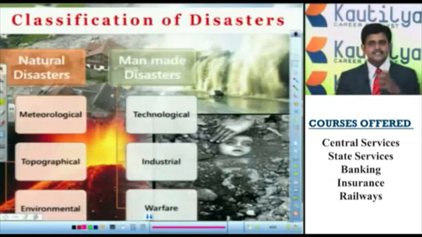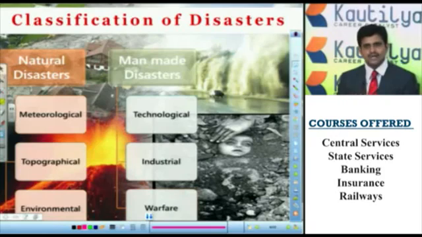These disasters are classified into two types: natural disasters and man-induced or man-made disasters. What actually are natural disasters? These disasters occur naturally by themselves. They cannot be prevented, but we can reduce their intensity. But man-made disasters can be prevented if you have a proper infrastructural or institutional mechanism or proper planning. So let's see what these natural and man-made disasters are, and how many categories they are classified into.